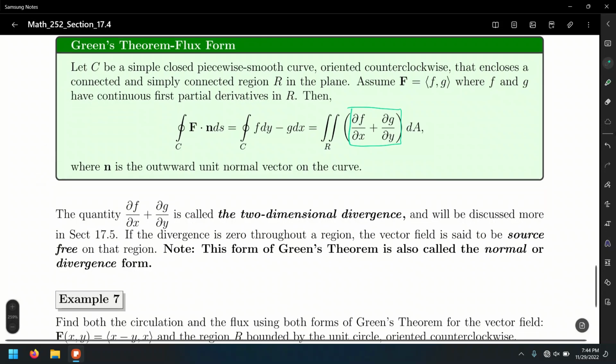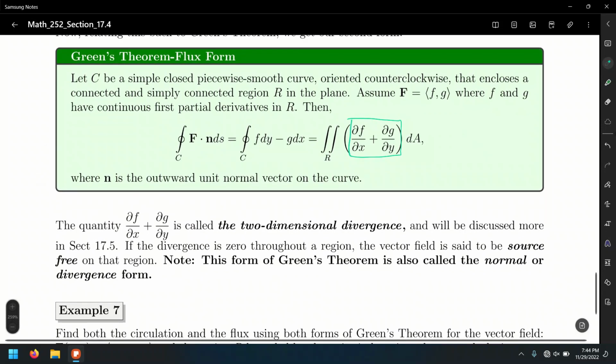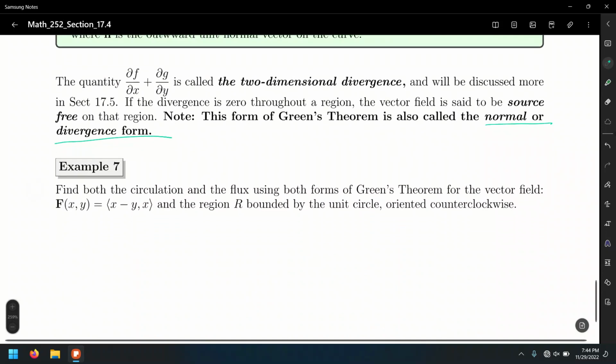Actually, we're going to make more sense of it in the next section. Because this form uses the divergence, which is essentially how much is flowing out or flowing in, depending on whether we have a source or a sink, we also call this the normal or divergence form. The previous form was the tangential or curl form. So there are two forms of Green's theorem. Let's do one example and wrap up the section.